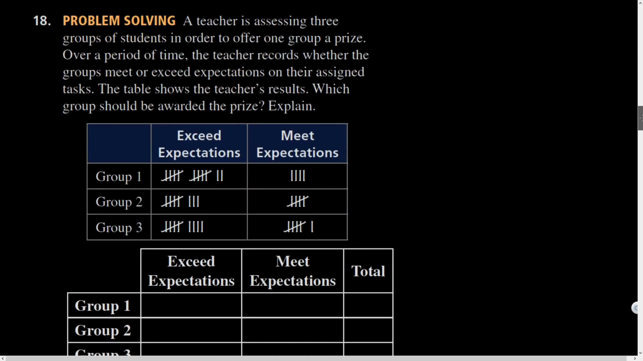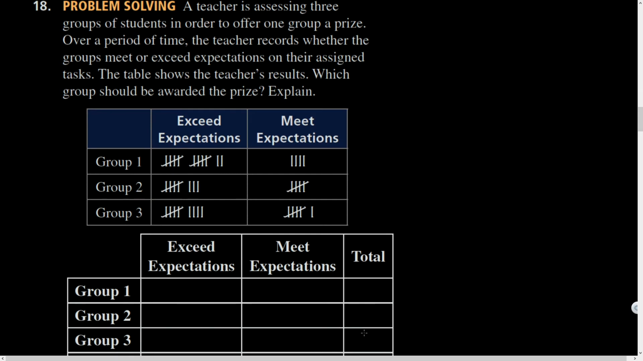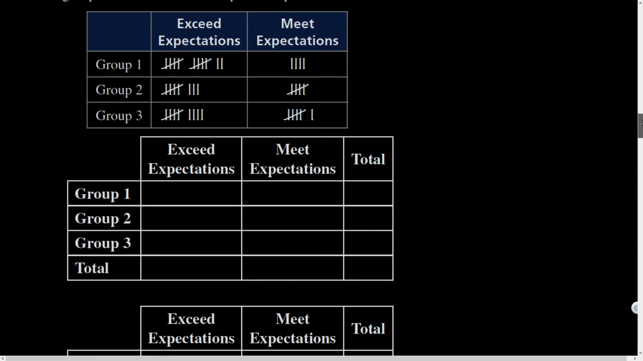All right, here, last question. That one takes a little bit more explanation. A teacher is assessing 3 groups of students in order to offer one group a prize. Over a period of time, the teacher records whether the groups meet or exceed expectations on their assigned tasks. Here are the results. Which group should be awarded the prize?